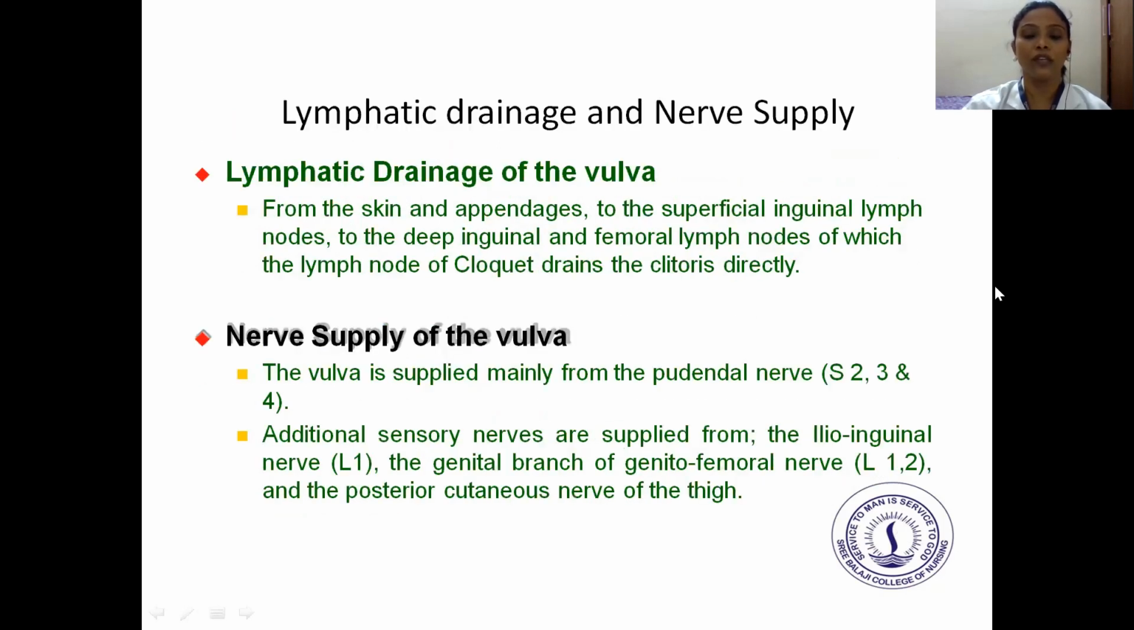Next, the lymphatic drainage and the nerve supply. The lymphatic drainage of the vulva is from the skin and the appendages to the superficial inguinal lymph nodes, then to the deep inguinal and femoral lymph nodes, of which one node drains the clitoris directly. Next, the nerve supply of the vulva. The vulva is supplied mainly by the pudendal nerves, that is S2, S3, and S4. Additional sensory nerves are supplied from the ilioinguinal nerve, the genital branch of the genitofemoral nerve L1 and L2, and the posterior cutaneous nerve of the thigh. That is the nerve supply and the lymphatic drainage to the vulval area.